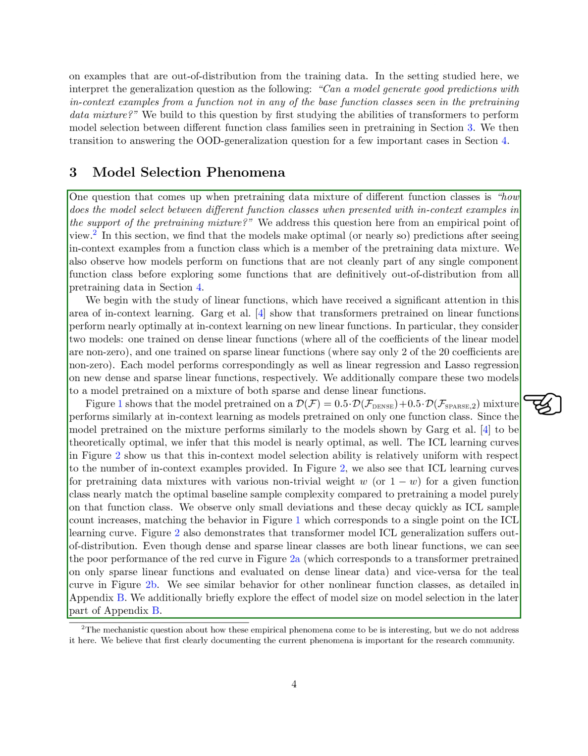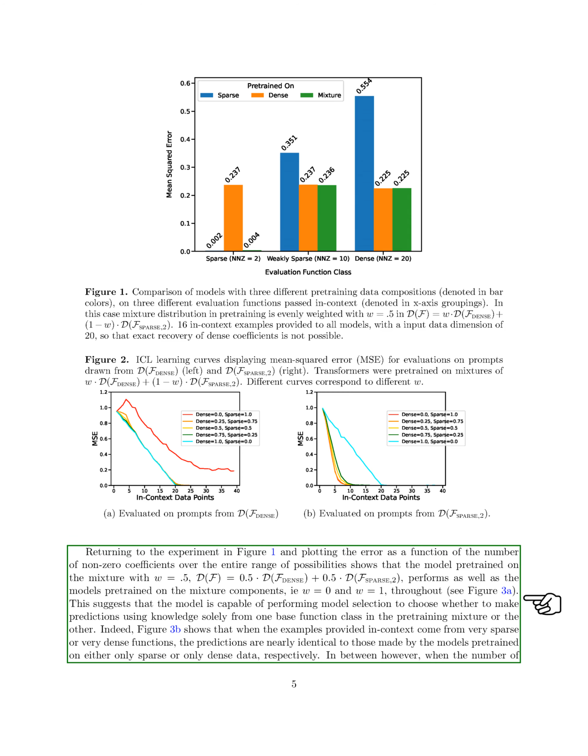However, we also found that the transformer model's generalization suffers when it's out of distribution. For example, even though dense and sparse linear classes are both linear functions, a transformer pre-trained only on sparse linear functions performs poorly when evaluated on dense linear data, and vice versa. We also briefly explored the effect of model size on model selection. We found that the model pre-trained on the mixture performs as well as the models pre-trained on the mixture components. This suggests that the model is capable of choosing whether to make predictions using knowledge solely from one base function class in the pre-training mixture or the other.